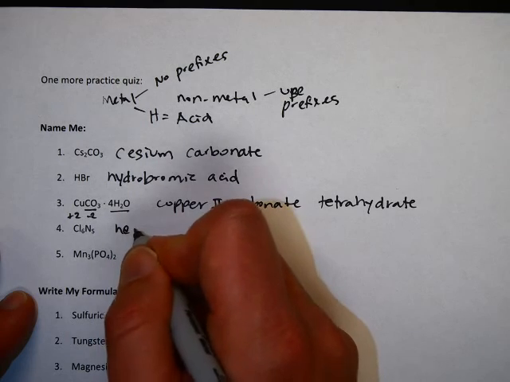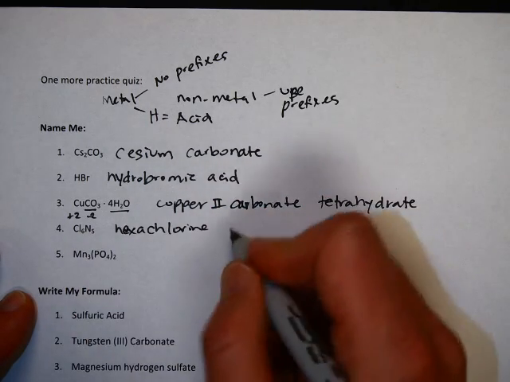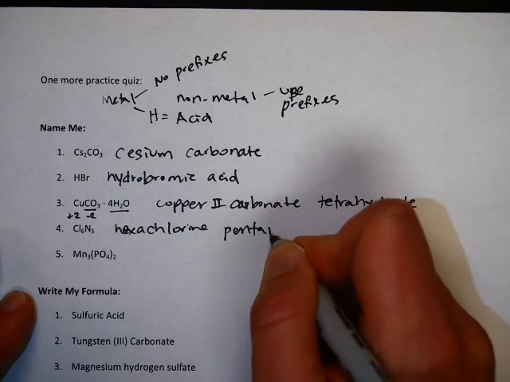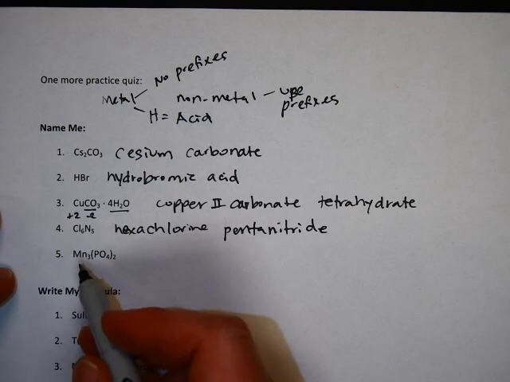This is chlorine, first one, it's a nonmetal, and nitrogen's a nonmetal, so they're both nonmetals, and that means you should use prefixes. So this is called hexachlorine, and then pentanitride.